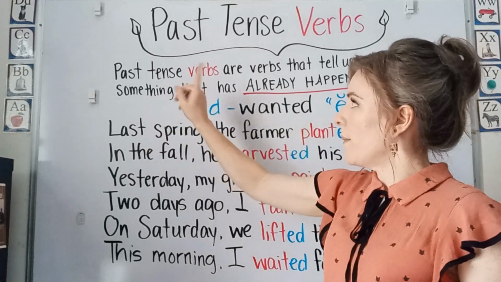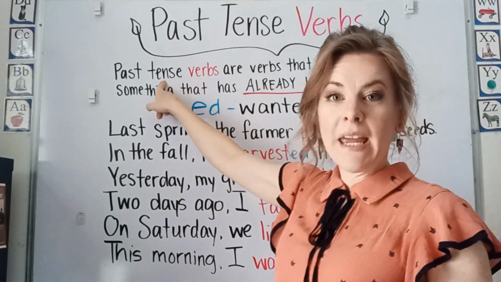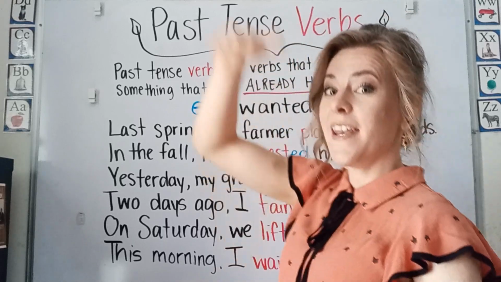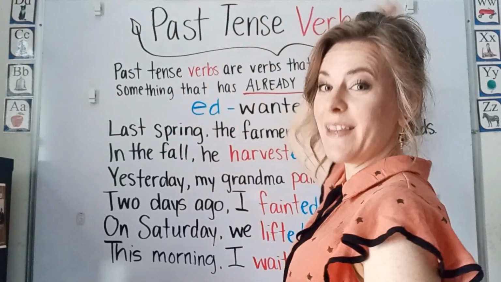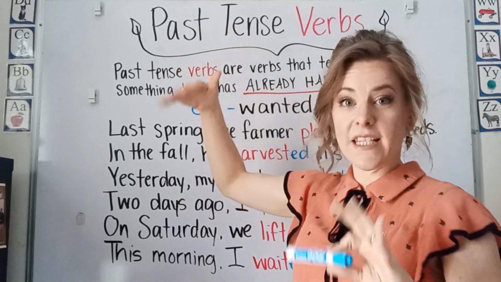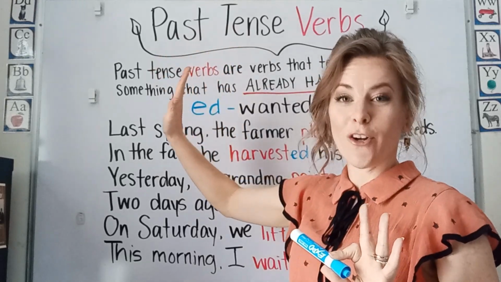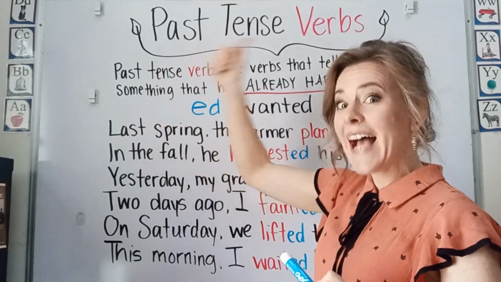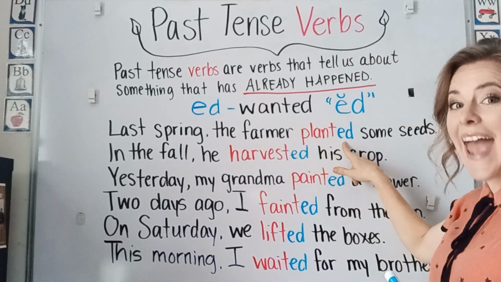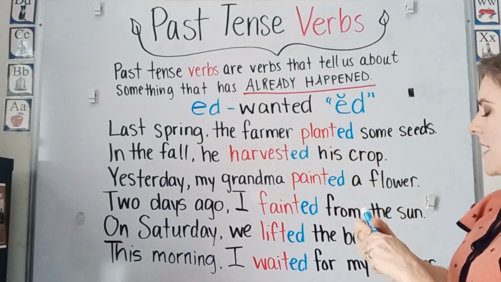Okay? So remember, a past tense verb is something that has happened in the past. Not now, not in the future, but in the past. So we're going to be talking about something that's already happened. It's done, it's finished, it's already happened, okay? So last spring, the farmer planted some seeds, okay?